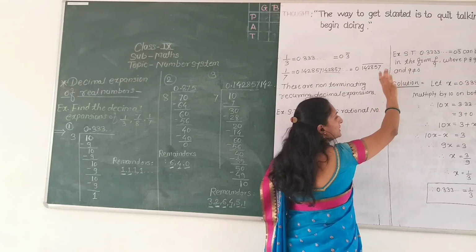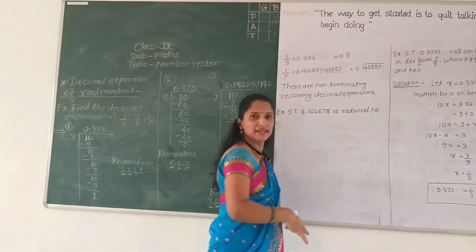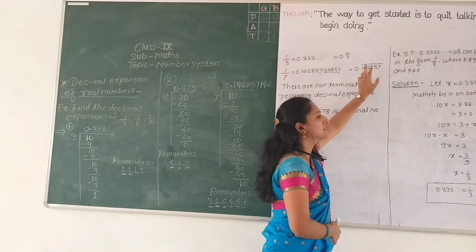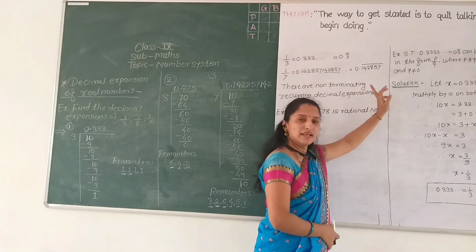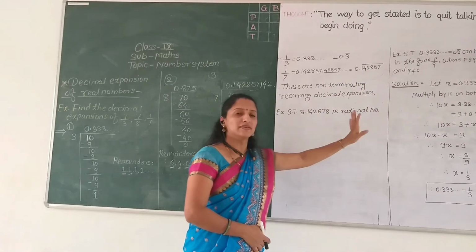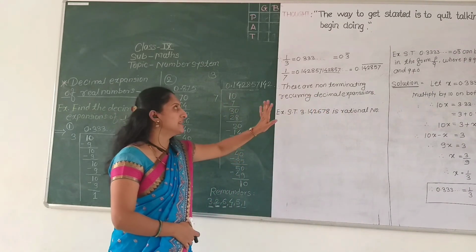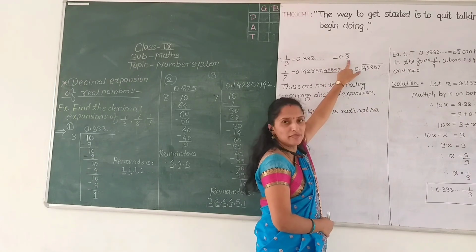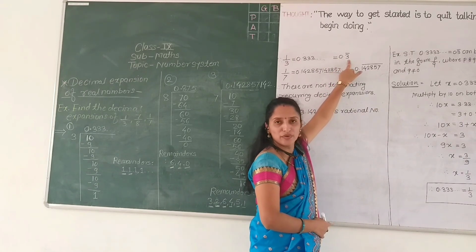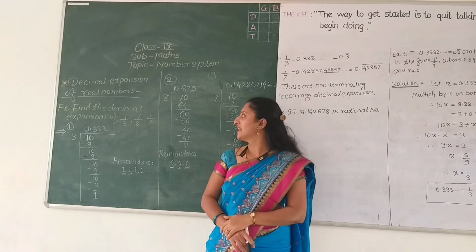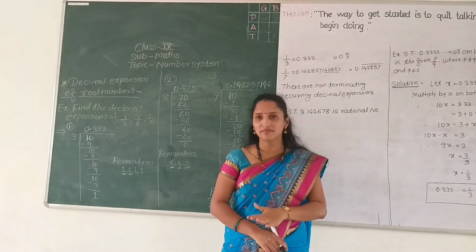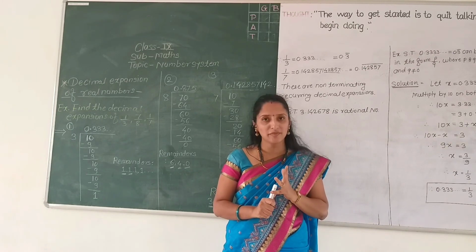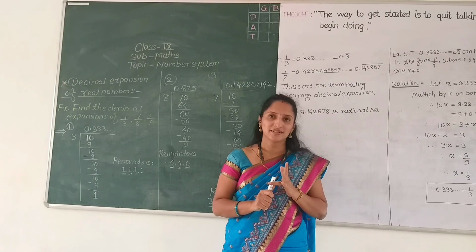This is not terminating. After one block we get a second block of the same digits, then we get a third block of the same digits. That means this expansion is non-terminating. The bar indicates that this decimal expansion is non-terminating and recurring. So the idea about decimal expansion of real numbers is clear: what is non-terminating, and what is recurring.